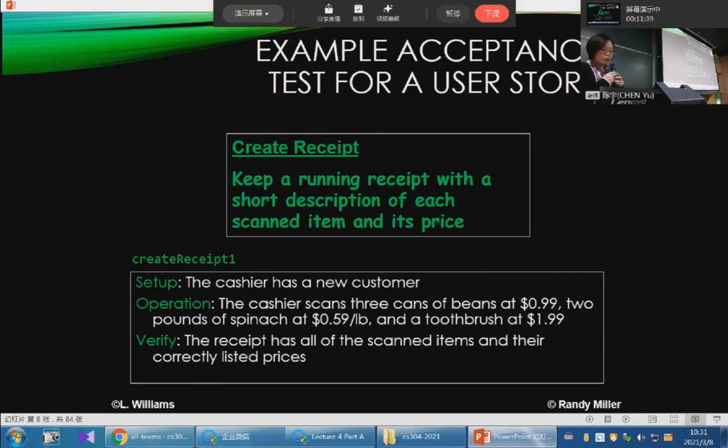And then for the acceptance test, in this case, we say that when you create an issue, we want to keep a running issue with the shop descriptions of the scanned item and the price. And then we talk about the operations: basically the cashier scans 3 cans of beans, spinach, and then a toothbrush. And then to verify, we want to see what is printed in the receipt.